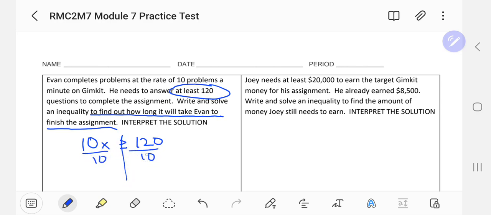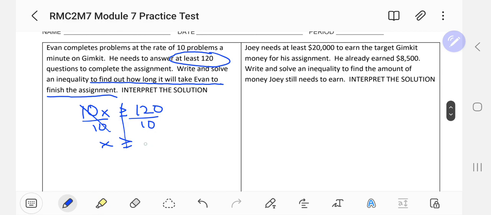Now, some of you are thinking, I would just have divided 120 by 10 anyway. But we're trying to think algebraically, trying to use these inequalities. That's awesome reasoning if you thought, can't we just divide? But we're going to set it up like this first and then show our work, just to give ourselves a different way of looking at it. Anyway, that comes to 12.